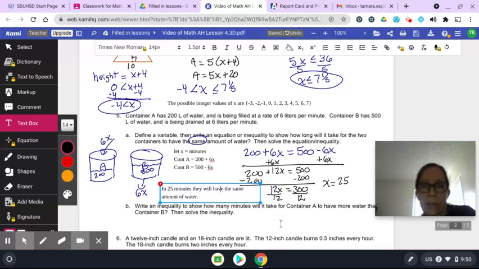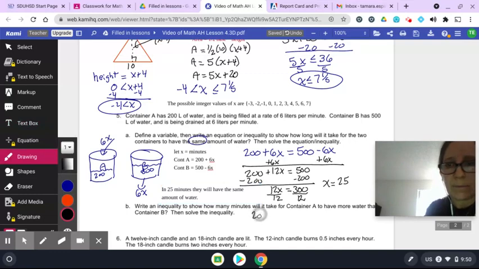Write an inequality to show how many minutes it will take for container A to have more water than container B. Okay, well, container A is that 200 plus 6x. And I want it to be greater than 500 minus 6x. Now, I don't have to go crazy solving it. I already did that part. So I know that x will have to be greater than 25.